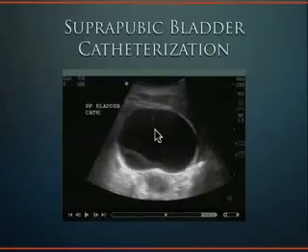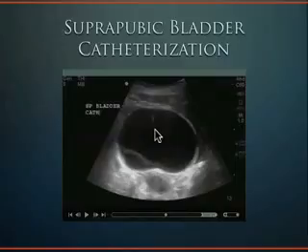Then you take a dilator and thread it over the guide wire, and you can dilate out a track through the skin, okay? Then you take the dilator out, and then you can put a catheter over the guide wire, and then you can take the guide wire out. And so now you've got a catheter inside the bladder.